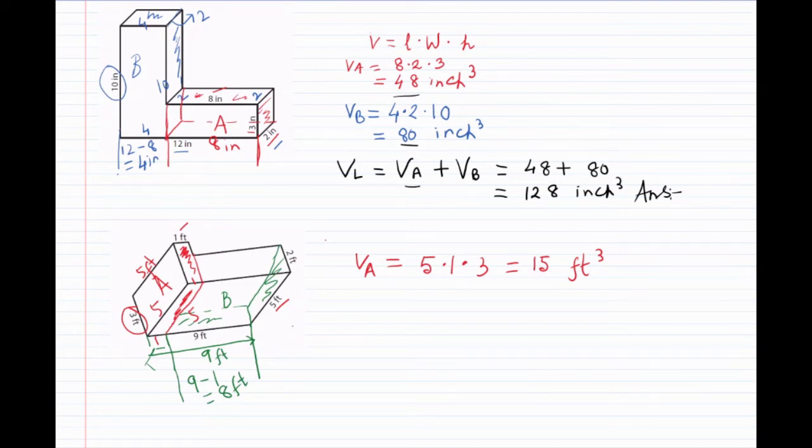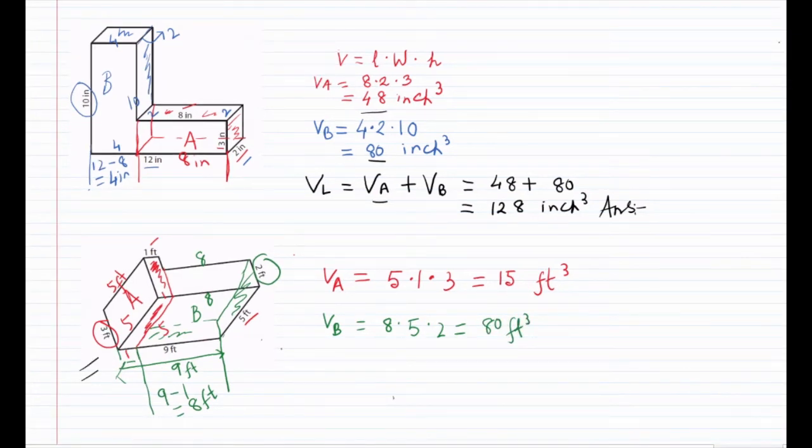So for prism B, the volume: the length is 8, times the width, which is 5, times the height, which is 2. That gives me 8 times 5, 40, and 40 times 2 is 80 feet cube.